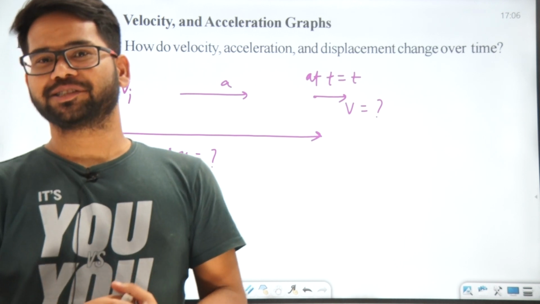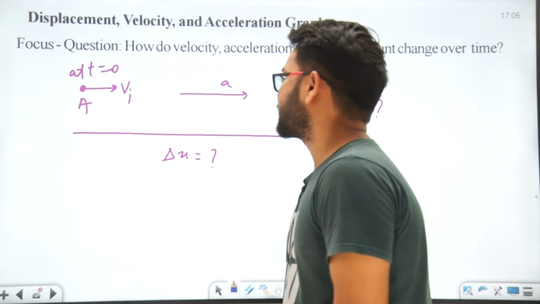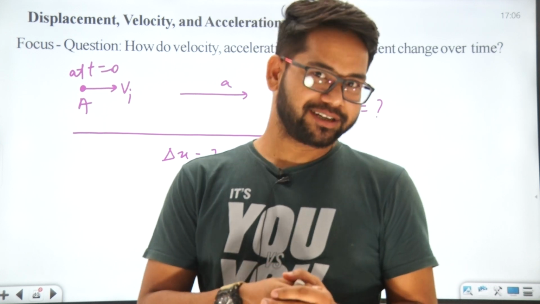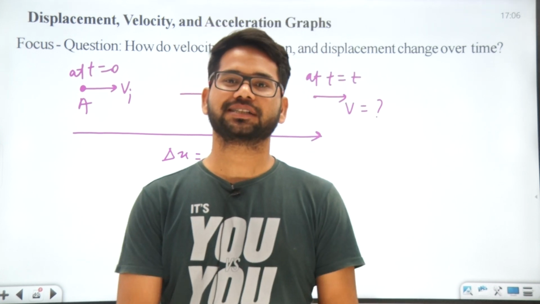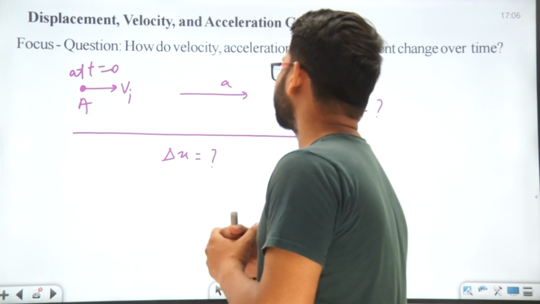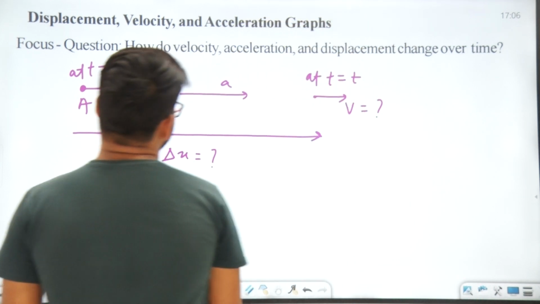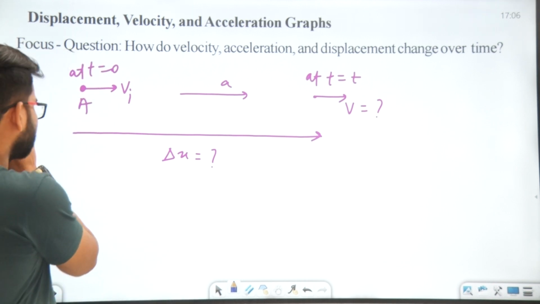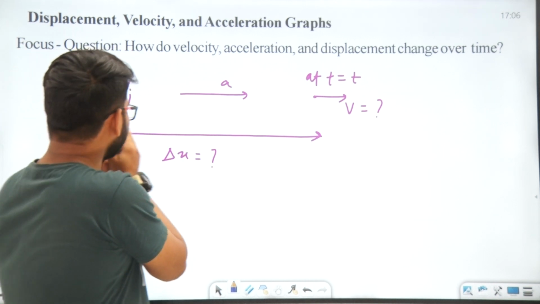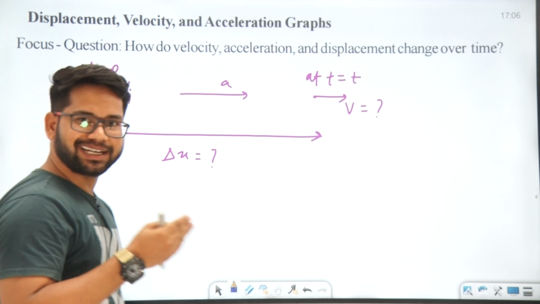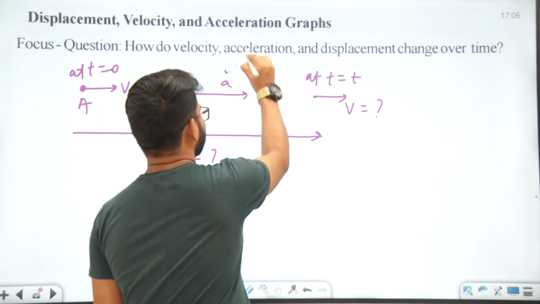Hello students, I am Manish Gupta and we are learning kinematics. This is the fourth lesson of kinematics, and in this lesson we are going to discuss graphs of displacement, velocity and acceleration. Look, we are taking a situation where a particle is at t equals 0 moving with velocity vi and accelerating uniformly with acceleration a.